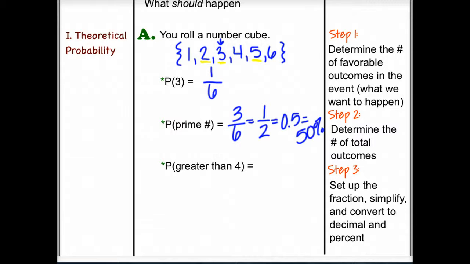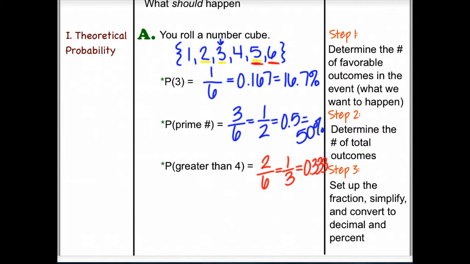1 out of 6 is going to be equal to 0.167, which is approximately 16.7%. It's not exactly, but it is a repeating decimal. Number greater than 4. In that case, 5 and 6 would work because 4 is not greater than 4. So that is a 2 in 6 chance, which simplifies to 1/3, which comes out to 0.333, because it's 0.3 repeating, which would be 33.3%.